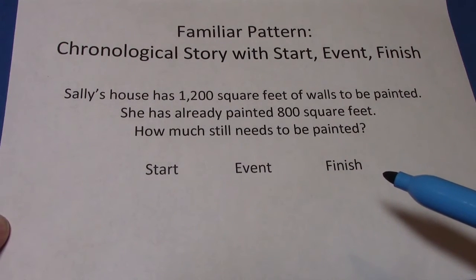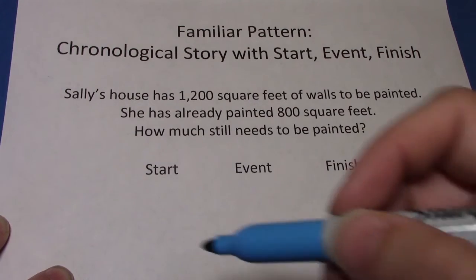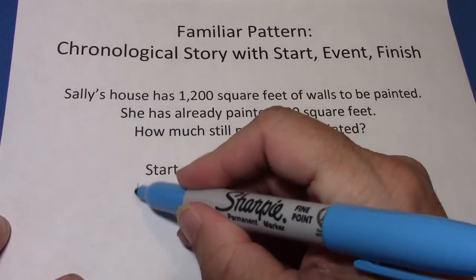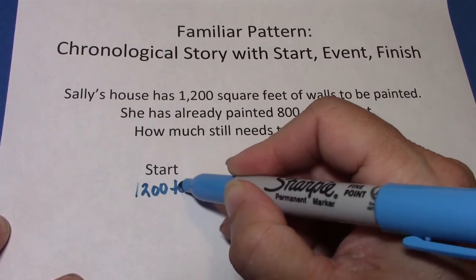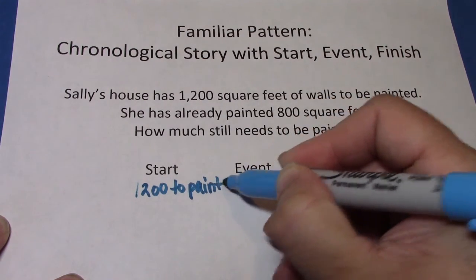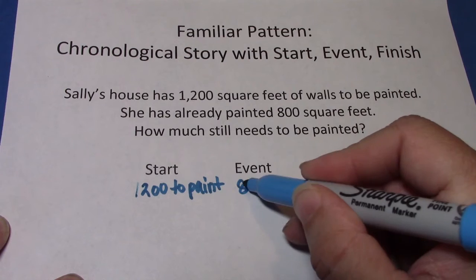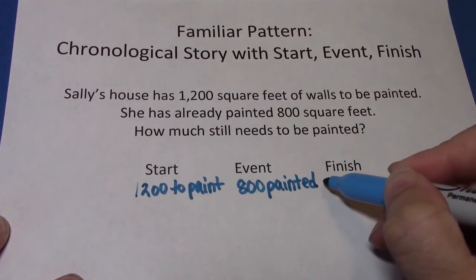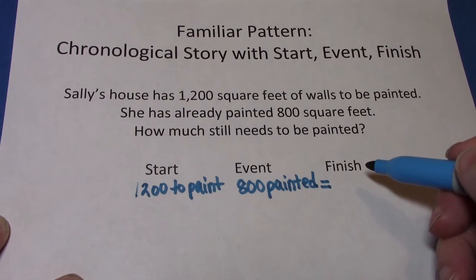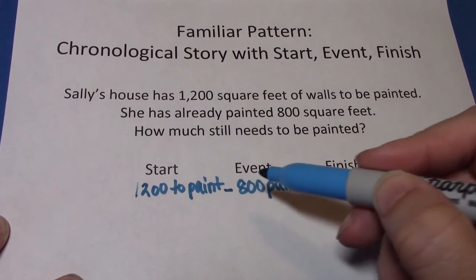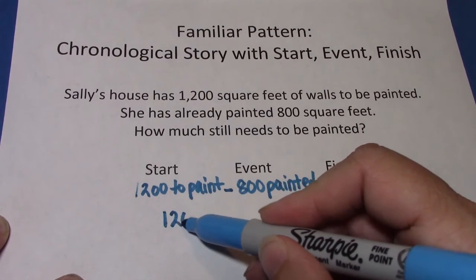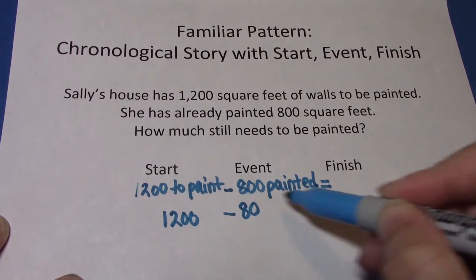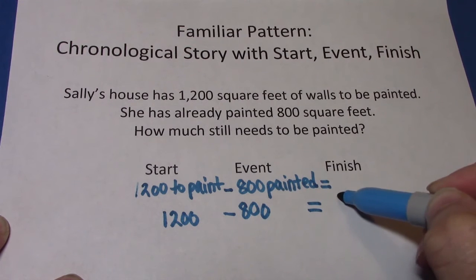Once you do that, you can use your understanding of the story to fill in the math operations that make an equation. So, start, 1,200 to paint. Event, 800 painted. And that equals some sort of finish. Well, that's a difference. 1,200 minus 800 equals 400.